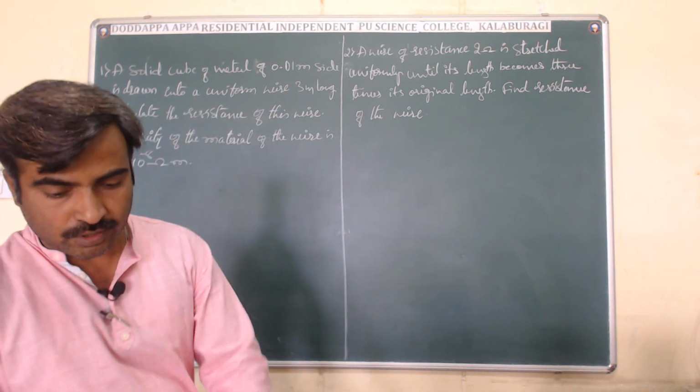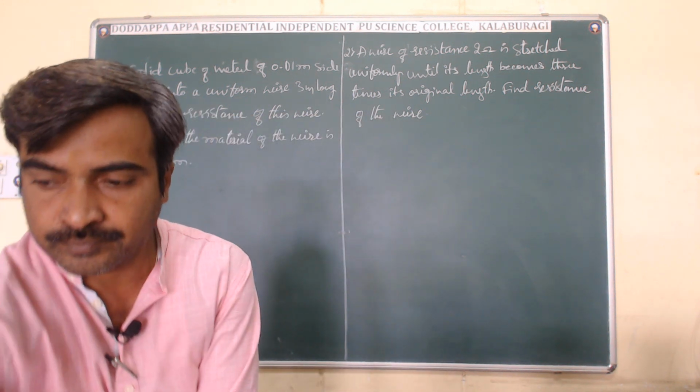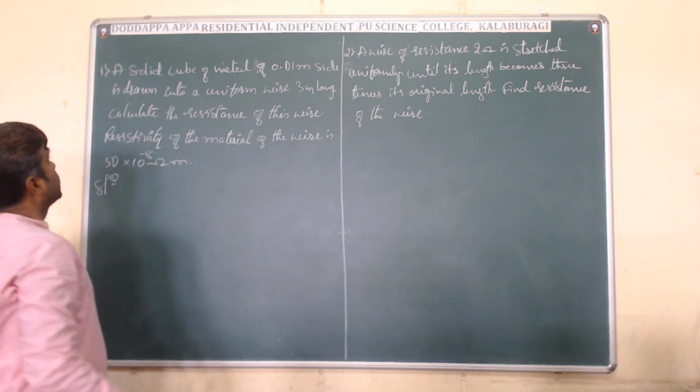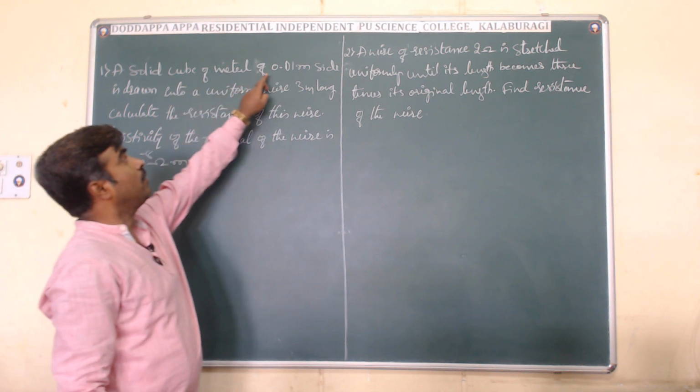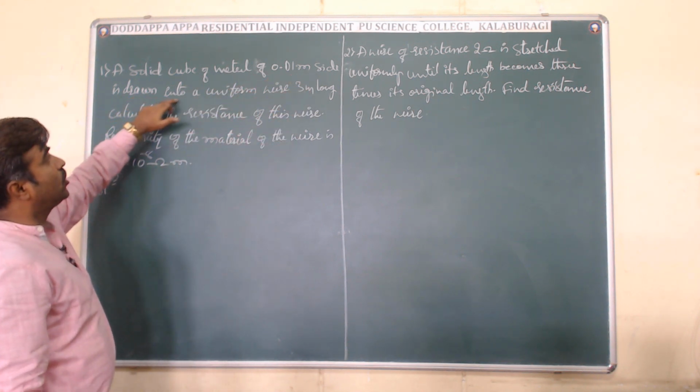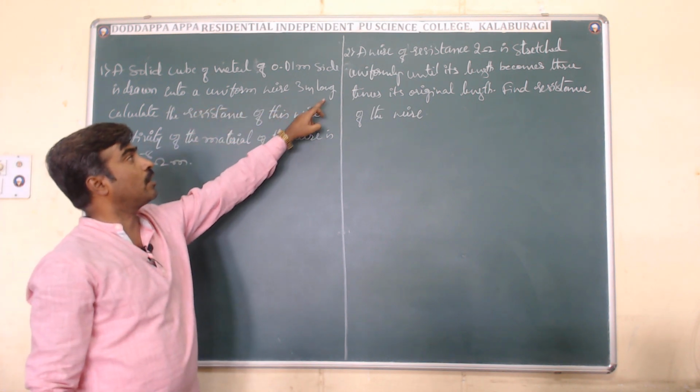So here we have mentioned the two numericals. A solid cube of metal of 0.01 meter side is drawn into a uniform wire 3 meter long.